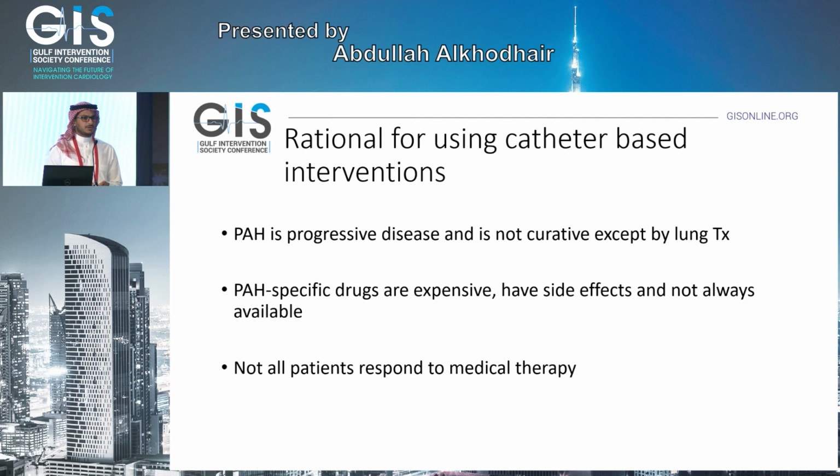Number 1, because pulmonary hypertension is a progressive disease and it's not curable except by lung transplant, which has its own problems. The second issue is that the PAH medications are expensive, they have side effects, and they're not always available, especially in third world countries. And finally, not all patients who are treated respond to medical therapy, so we have to explore other options.